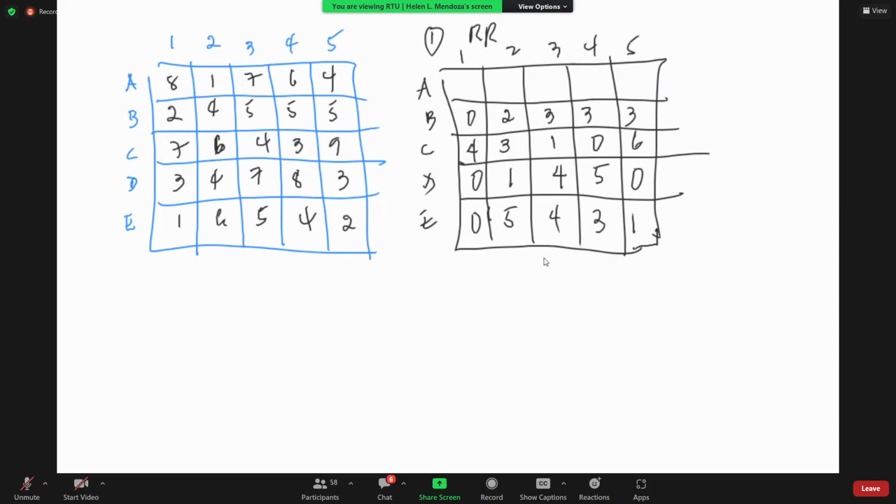Gatela. Row A. Gatela. Row A. Last call. Gatela. Row A. Wala.